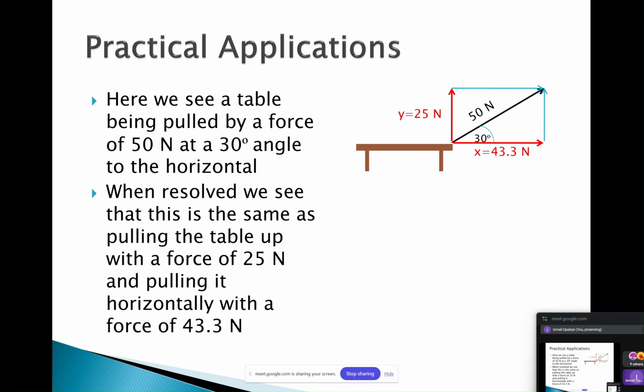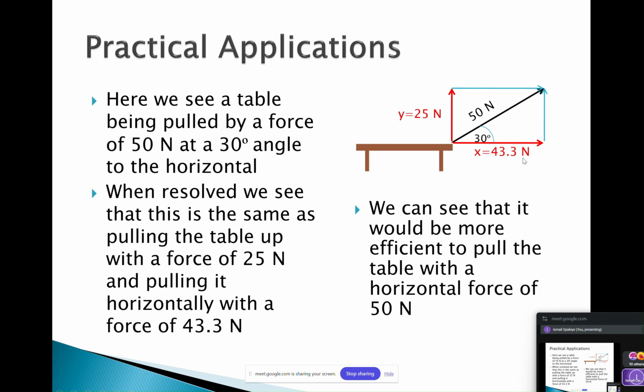Very good. I hope everybody understands what I'm trying to say. This is just resolution of vectors into horizontal and vertical components. It makes sense, right? This is the vector, 50 Newton. You want to resolve it to vertical and horizontal. So vertical, that will be 50 sine 30, horizontal 50 cos 30. And we can see that it will be more efficient to pull the table with the horizontal force of 50 Newton.